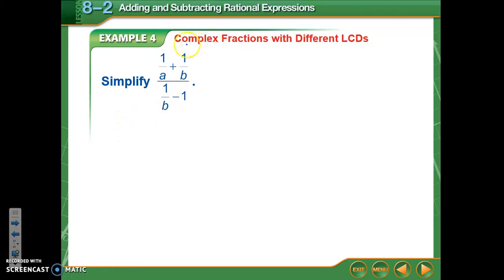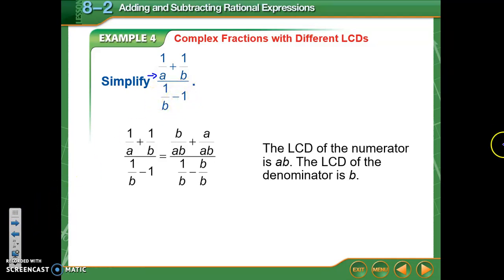All right, let's talk some more about complex fractions. So this is combining the idea of a complex fraction, or a fraction divided by a fraction, where I have to get a common denominator first. So my goal with a complex fraction is to have one fraction in the numerator and one fraction in the denominator. Here I have two fractions, and here two terms, one fraction and one integer.